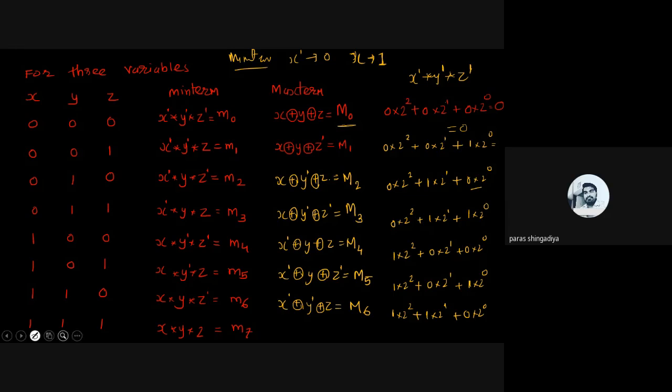Clear? And the last case, 111, so the expression will become x star y star z, and here it is m7, because it is 1 into 2 raised to 2 plus 1 into 2 raised to 1 plus 1 into 2 raised to 0. So the total will be 4 plus 2 plus 1, that is 7, and therefore it is m7. And here it will give x dash ring sum y dash ring sum z dash, that is equal to capital M7. So this way we can predict the answer of max term and min term for a 3 variable case.